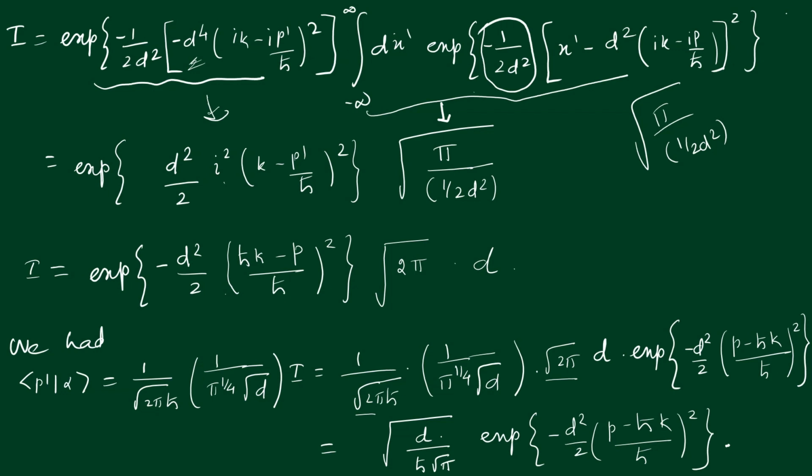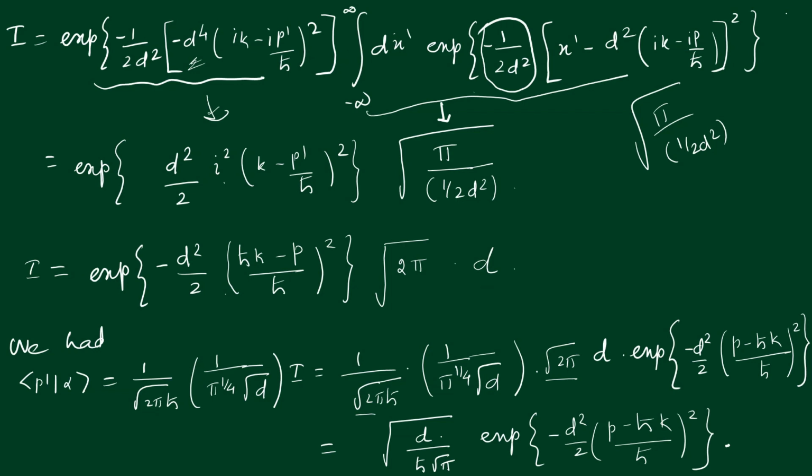So we write it like this: exponential minus d square by 2. If I take the LCM, I can write this as h bar k minus p divided by h bar whole square. So I just rearrange this. This becomes square root of 2 pi. There's a 1 by 2 here, so you just have to multiply by the reciprocal of this denominator, which is 2d square divided by 1. So this is square root of 2 pi, and square root of d square is simply d.